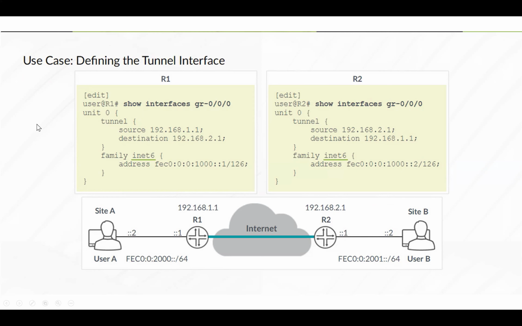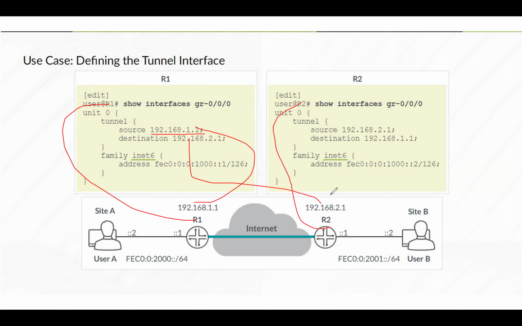You mention here the IPv4 source address. This one is the IPv4 source address, this one is router 1, and the destination address is this. When you make a GRE tunnel, you have to mention the source address and destination address. Similarly, in router 2, you mention the source and destination address.